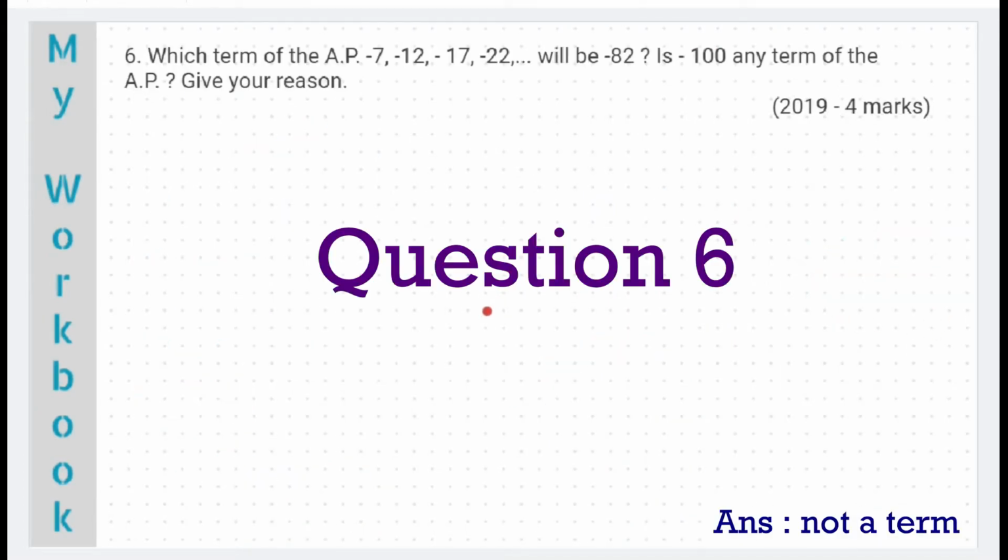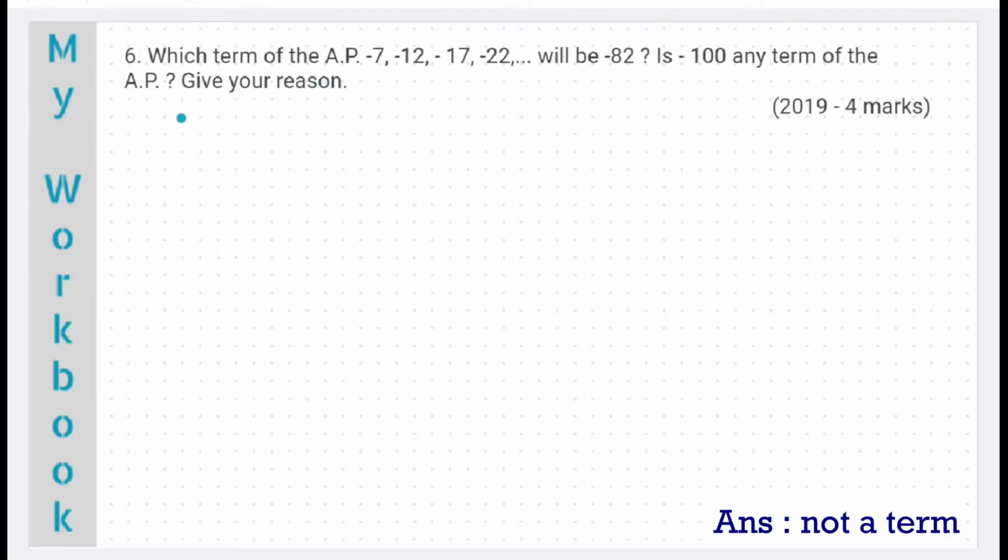Sixth question. Which term of the arithmetic progression minus 7, minus 12, minus 17, and so on will be minus 82? Is minus 100 any term of the AP? Give your reason. This is a 4-mark question from the 2019 board paper. In this arithmetic progression, the first term A is minus 7. The common difference between two successive terms is minus 5. A of n, the nth term, is given as A plus n minus 1 into D.